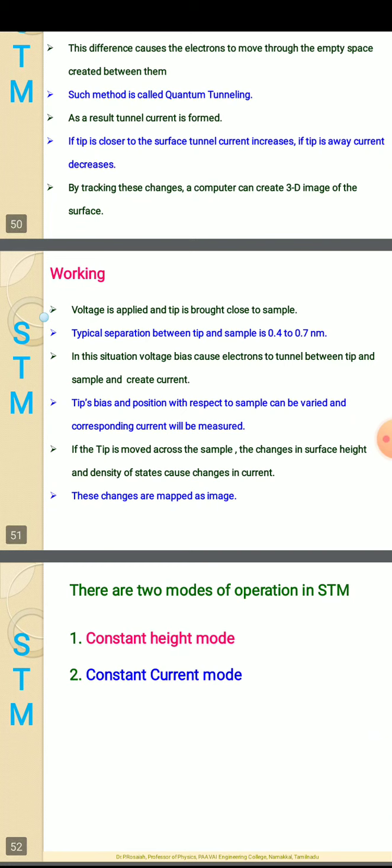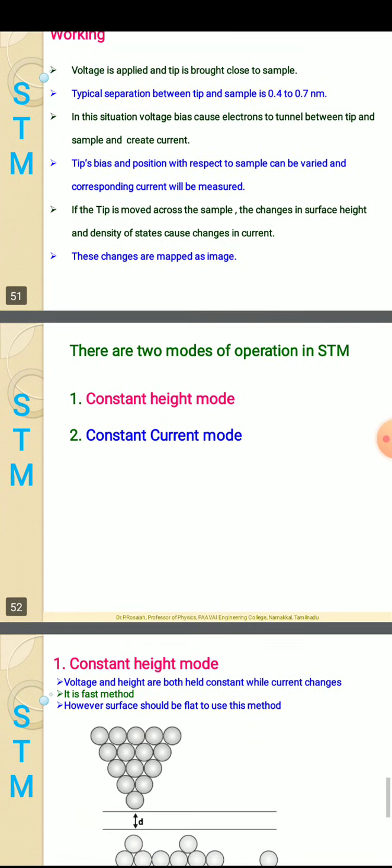There are two modes of operation in the STM. Already in AFM we have seen that there are three types of modes. Here there are two types of mode. One is constant height mode. The second one is constant current mode. The name itself we can understand.